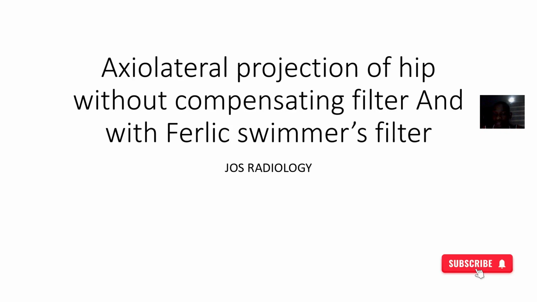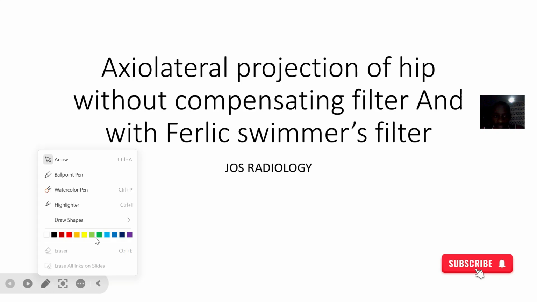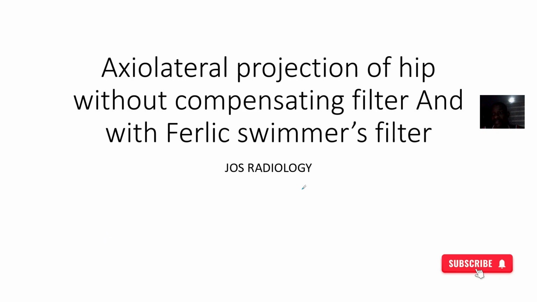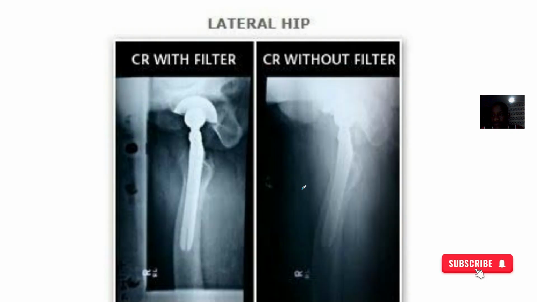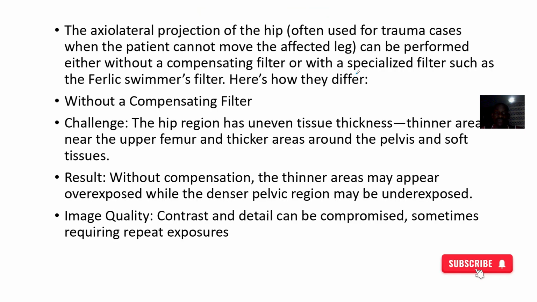The best filter to use for the axiolateral projection of the hip is what is known as a Ferlic swimmer's filter. You can see the images. This is where they use the filter, and this is where they do not use the filter. The filter basically makes the image much brighter, makes the image much more clear. That's the best word to use there.